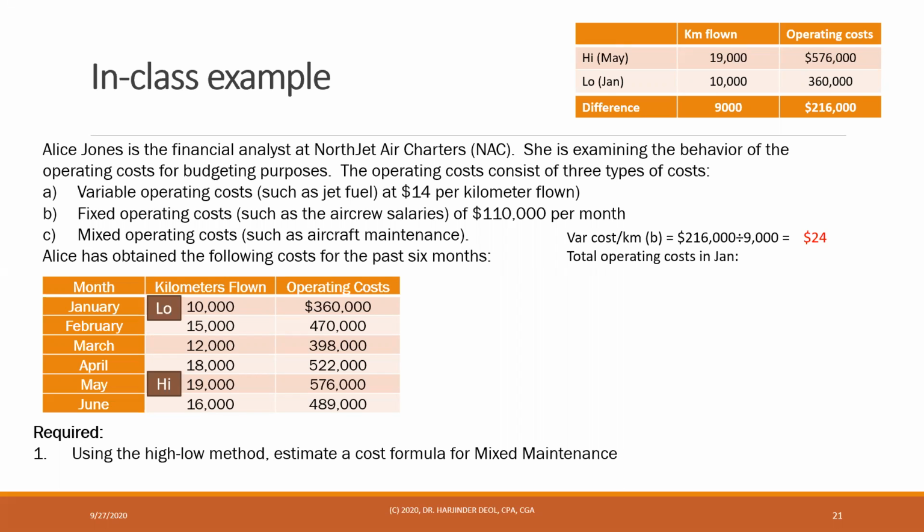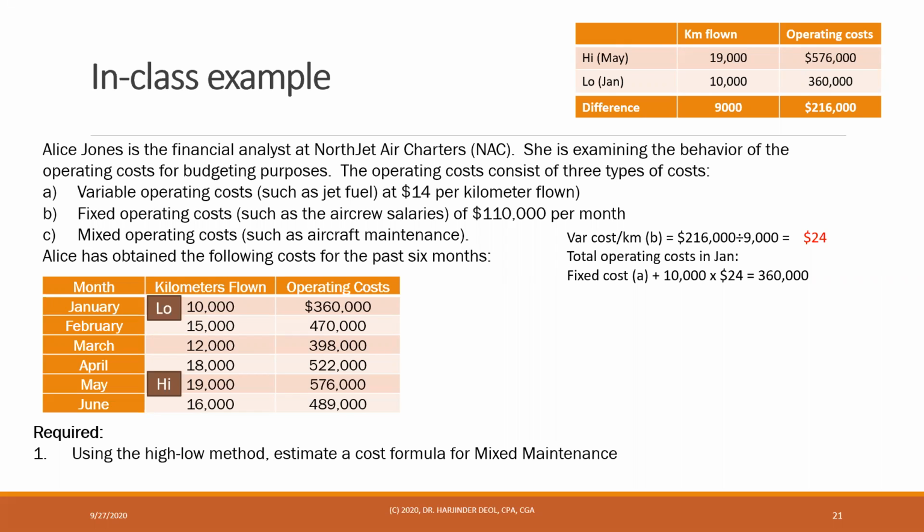So our total operating cost in January, which is our low month here, so we have applied this to the January or the low activity level. So our total cost was $360,000. So your Y is $360,000. Our fixed cost is what we are trying to calculate, which is your A.